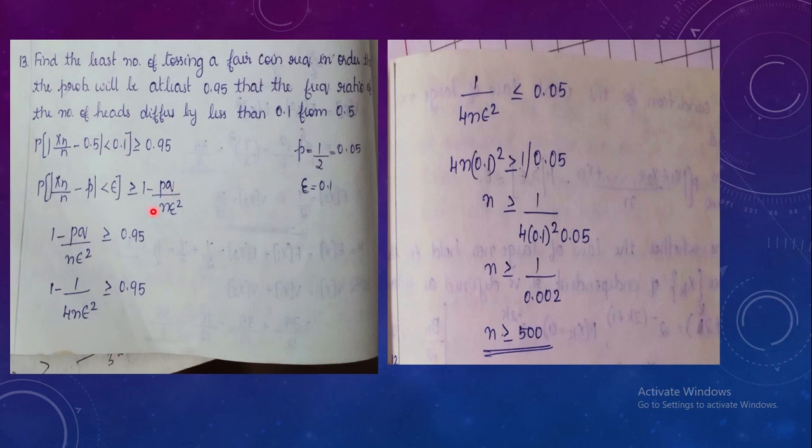So what will we do? 1 minus pq divided by n epsilon square is greater than or equal to 0.95. Which implies 1 minus, instead of p and q you have given 1 by 2, so 1 by 4 n epsilon square is greater than or equal to 0.95. Now instead of epsilon square give 0.1, and from this inequality you calculate N. What will you get? N is greater than or equal to 500. That is how you find out your n.